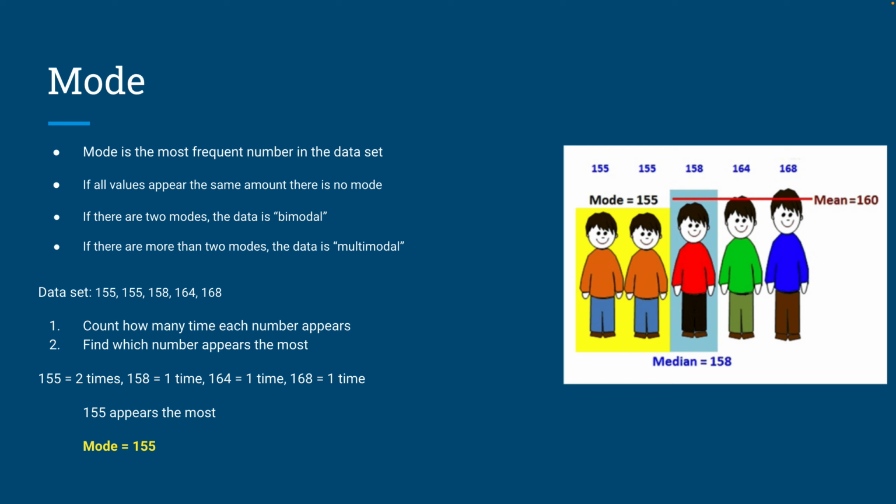Mode is calculated by counting how many times each number appears and then finding which number appears the most. So for this dataset, 155 appears 2 times, 158 appears 1 time, 164 appears 1 time, and 168 appears 1 time. So 155 appears the most, and so it is the mode.